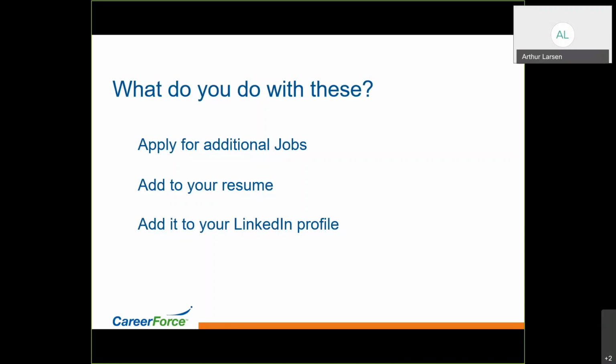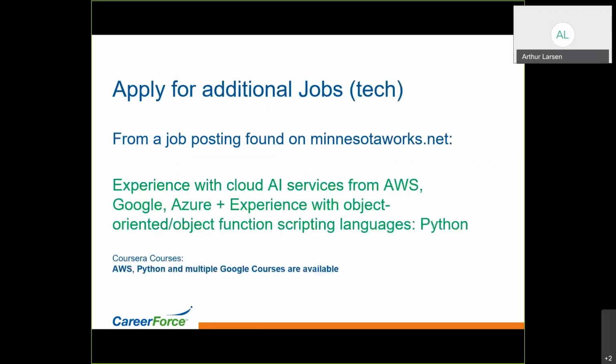So this morning, Gloria and I did a quick look through Minnesota Works and just pulled a couple of jobs. The first one was a tech job. This particular job used a lot of acronyms. If you're in the tech industry, this makes sense to you. It doesn't make a whole lot of sense to me. This particular job requires experience with cloud AI, AWS, Google, Azure, Python, all these different things. So I did a quick search within the catalog and found that AWS, Python, and multiple Google courses are available.